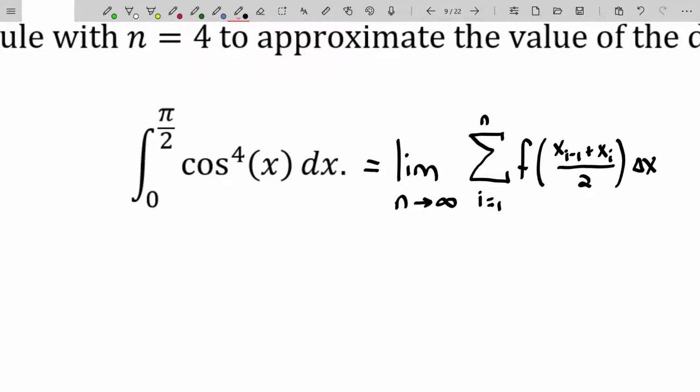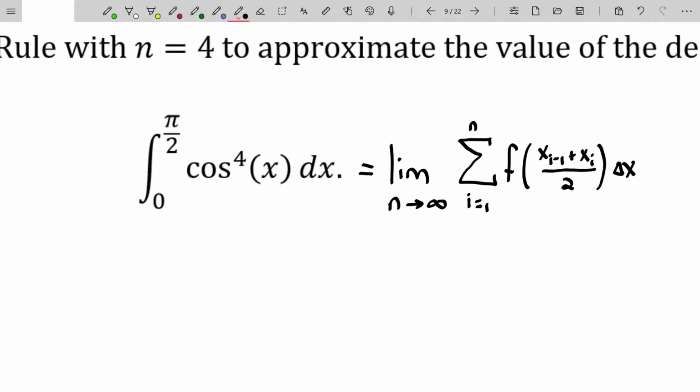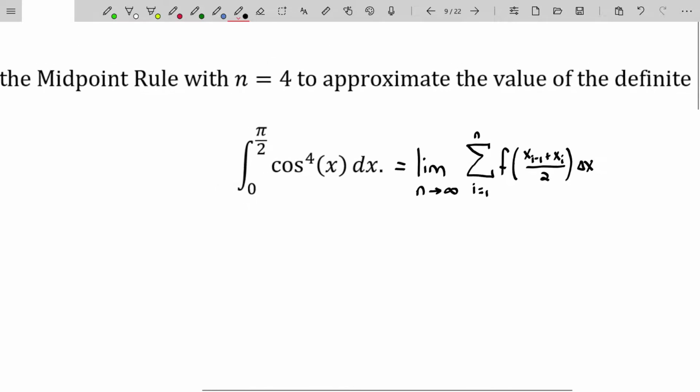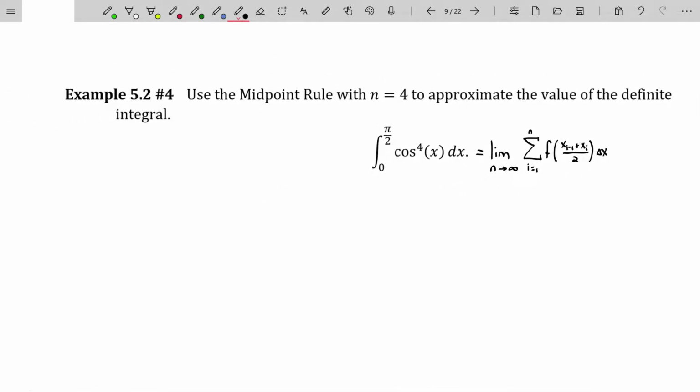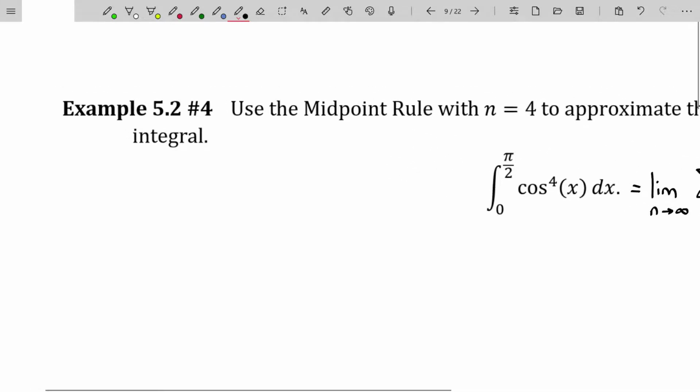Okay. But in this case, I don't have all my life to add up a bunch of values, right? Because that would be an infinite number of values I'm adding up. So instead, I'm going to approximate this just using 4 slices. So you just let them know ahead of time that this is going to only be an approximation.